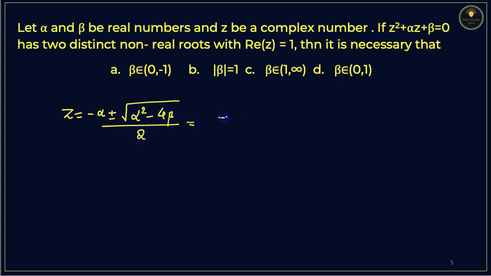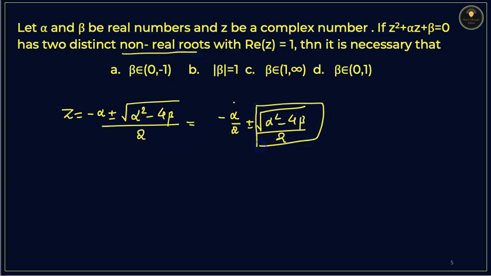So if I want to write it, you will write it as minus alpha by 2 plus minus root over alpha square minus 4 beta by 2. Now here the question is, in this question z has non-real roots, but if I make this value equal to 0, this will turn out to be a real root. Why? Because this alpha by 2 is a real number. So that's why we have to take root of alpha square minus 4 beta not equal to 0. That's the first case that you are taking.